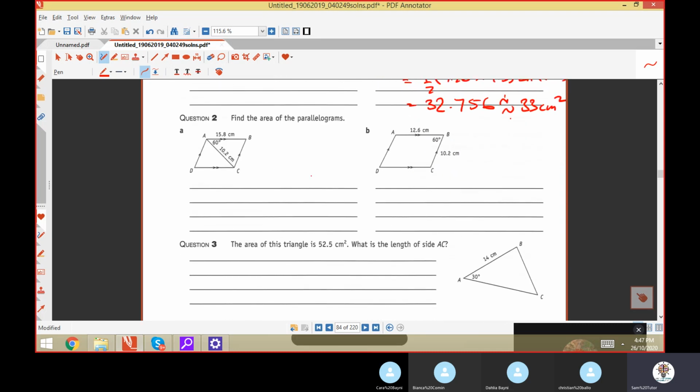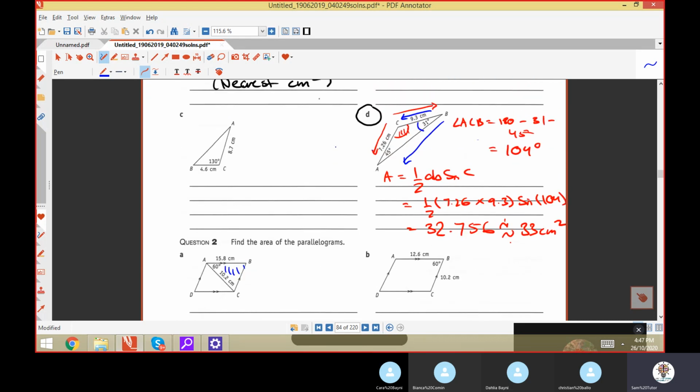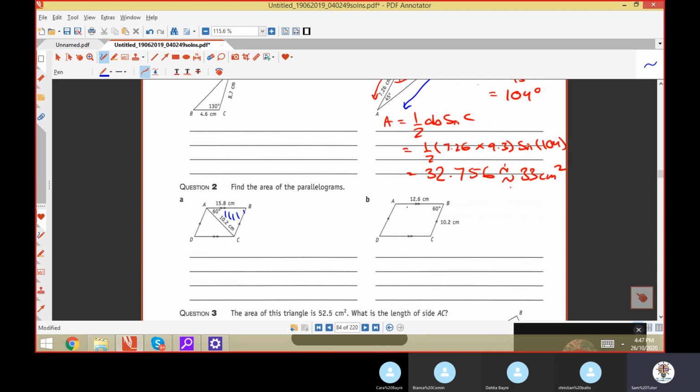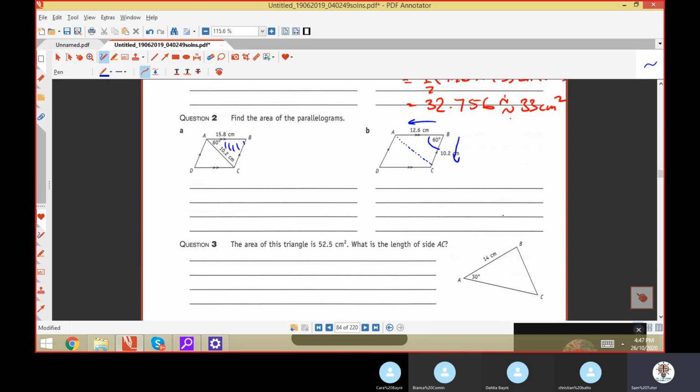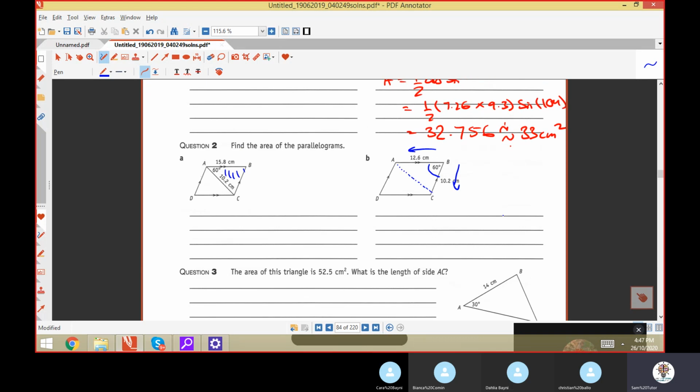Find the area of a parallelogram. This one here is not too bad. You just find the area of one triangle and then times it by 2. What you can do with B is that this will be your angle, these will be two sides. You evaluate the area and then just times that by 2, and that's it. Easy peasy. Just do one of the two and then move on.